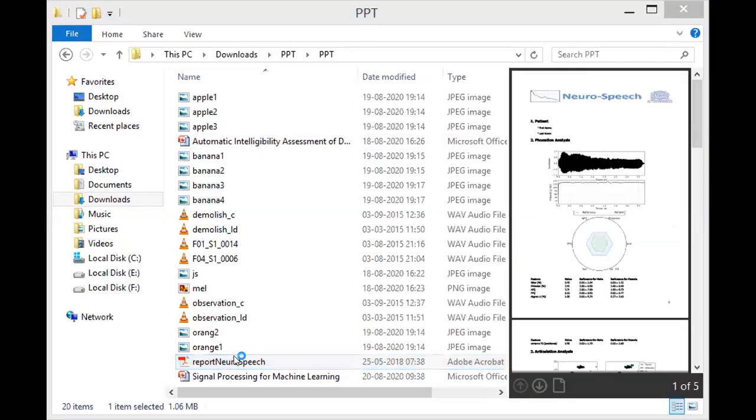Yeah, this is the NeuroSpeech software report generated by the software. So patient name, phonation analysis. What is phonation analysis here? The person will be asked to phonate. Phonate means utter some sustained vowels. When a person is dysarthric, he finds it difficult to utter the vowel for a longer duration. That's why this phonation analysis is important, like how far the person will be able to articulate it. So that is phonation analysis.